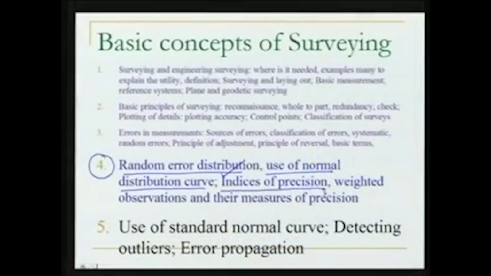Then we looked into some indices of precision. Precision means the closeness of observations. We saw using some examples that there may be some observations for which the spread is very big, while there are some observations in which the spread is very small. When the spread is small, we say it is a highly precise observation. Well, how to quantify it? We required a method to quantify it. So we made use of standard deviation.